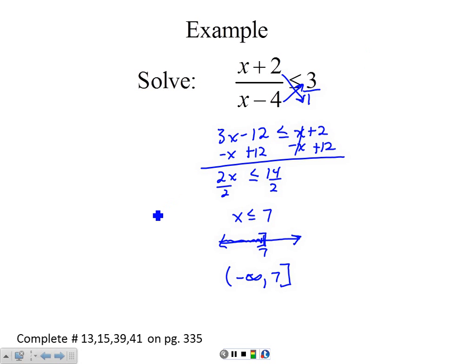Alright. So I'd like you to try these 4 numbers on page 335. Bring them into class if you have any questions.